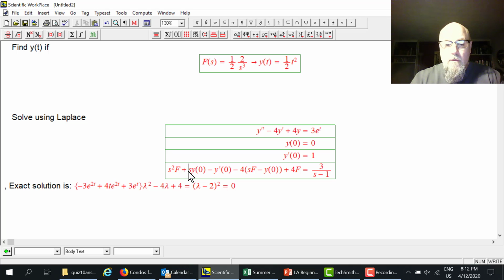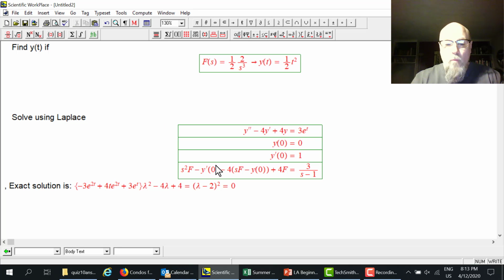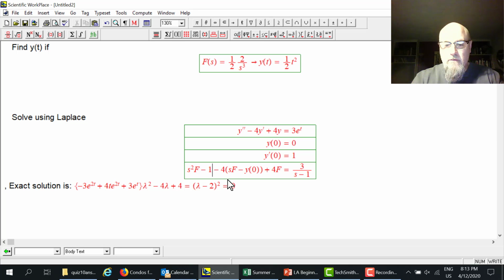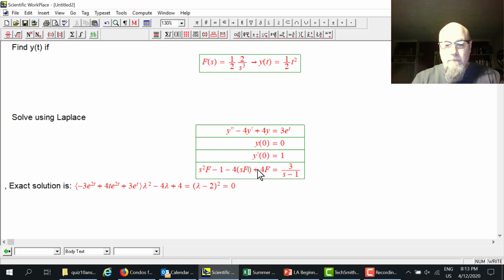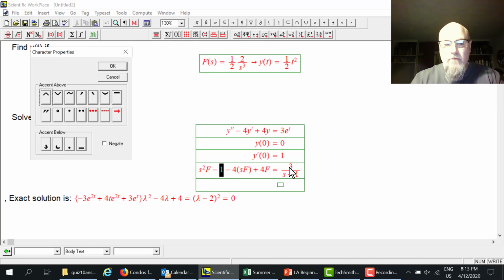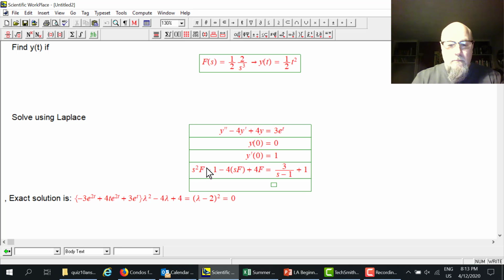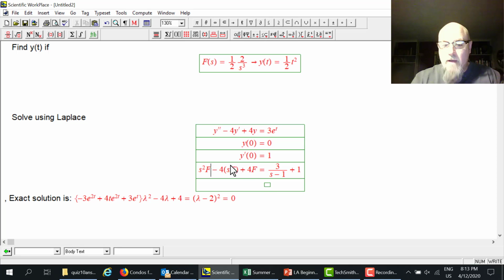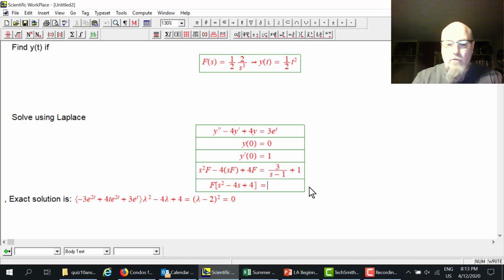When y naught is equal to 0, this disappears. y prime naught is 1, so here I'm absorbing the initial conditions. There, I've put in the initial conditions. Now I just need to solve this expression for F. So anything that doesn't have an F on it, like this minus 1, is going to go to the other side and become a plus 1. Now everything left over has an F, so I'm going to factor out that F. So F times what's left when I factor out: I'm going to have an s squared minus 4s plus 4, and that equals this side here.